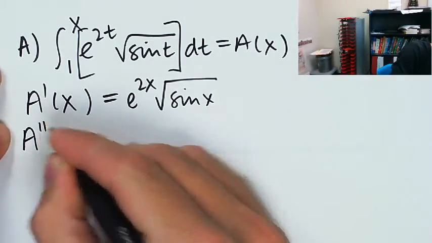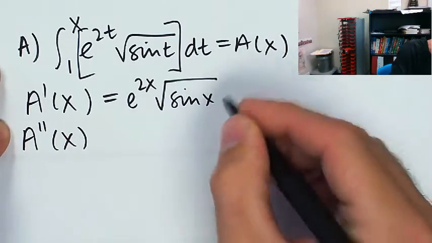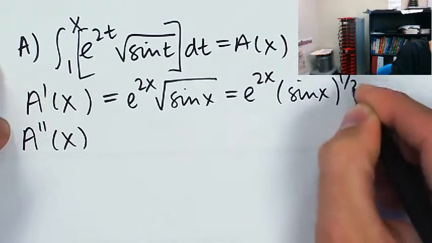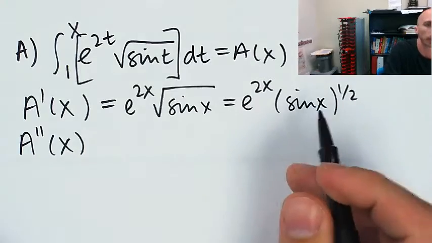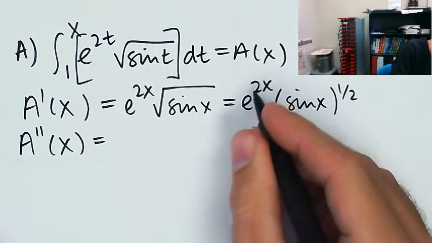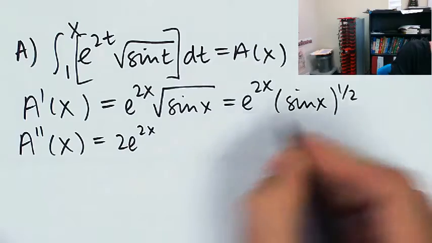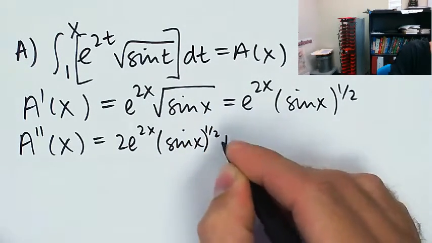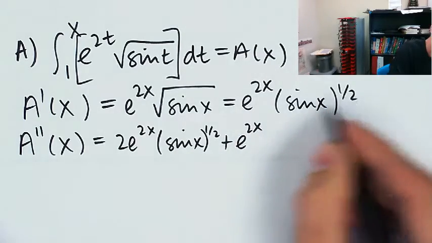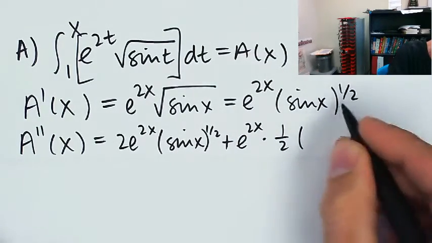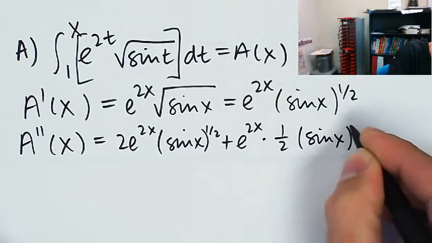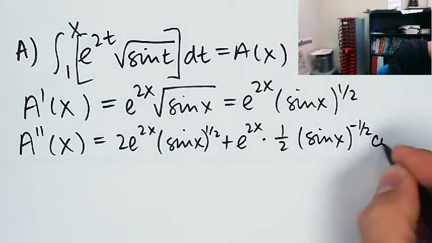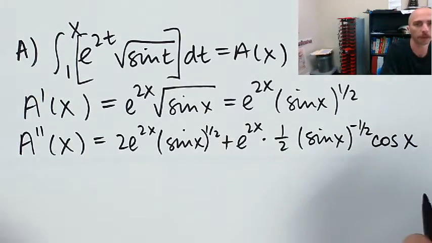Okay. A double prime of x, I'm going to need to use the product rule on this. Maybe I'll write it as e to the 2x times sine x to the 1/2 power, so I can look at it more easily and take its derivative. I start by taking the derivative of e to the 2x. That's e to the 2x multiplied by 2 for the chain rule, and leave this the same. Then I add in, leaving e to the 2x the same, the derivative of this: that's 1/2 sine of x, leave the inside the same, to the negative 1/2 times the derivative of the inside, which is the derivative of sine x, cosine x. Okay, that's the second derivative.